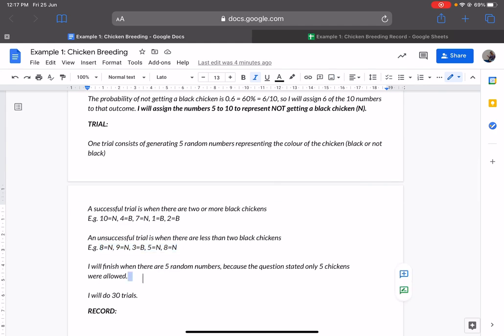I will finish when there are 5 random numbers because the question stated only 5 chickens were allowed, and I'll do 30 trials. You can do more than that, but 30, we use it because it's enough trials to give us a good idea of the probability and the average number of chickens checked. So that's the number that I'm going to use for my examples.